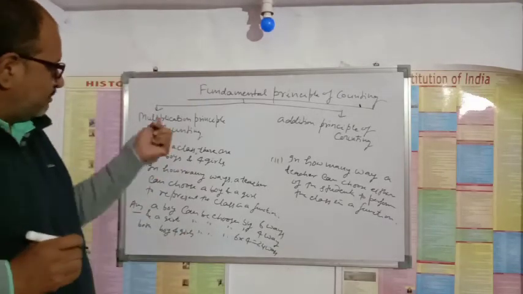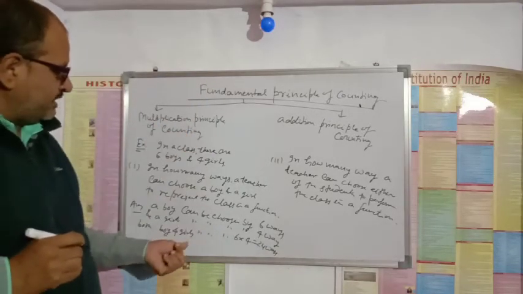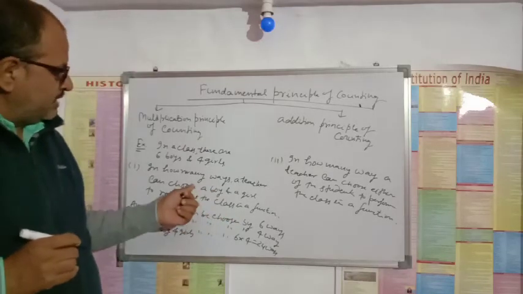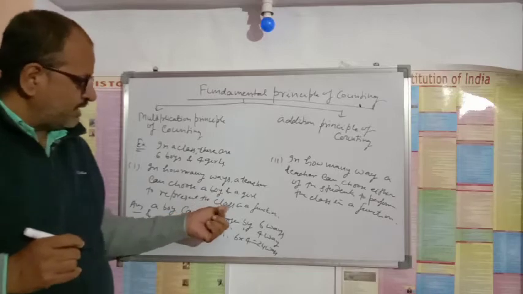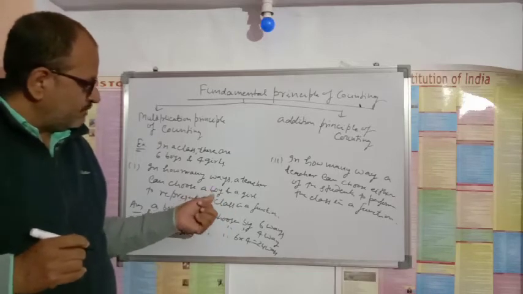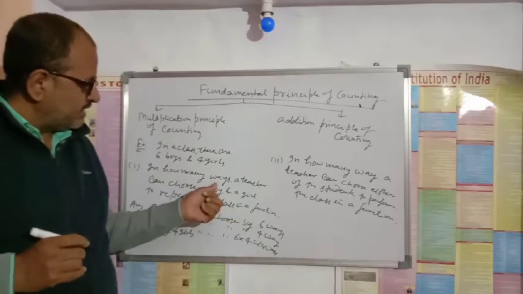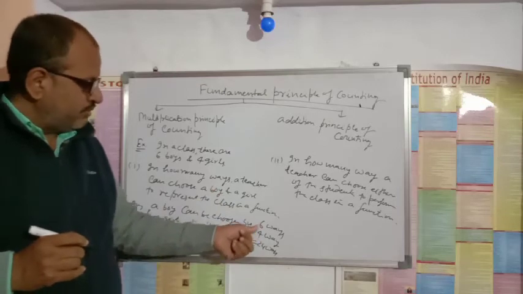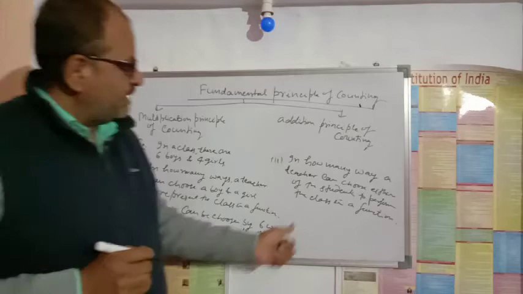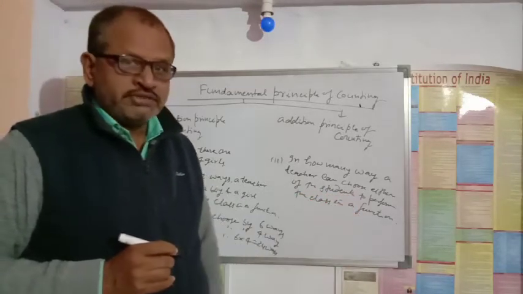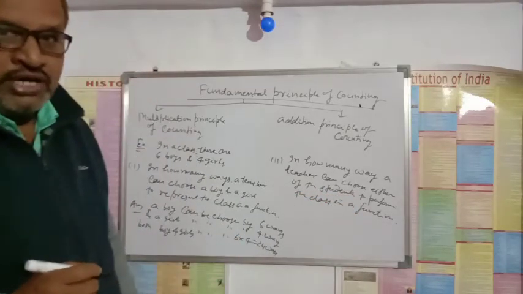Here we will use the multiplication principle of counting because both we have to select. Teacher will select both a boy and a girl to perform the class in a function. So boy can be selected in 6 ways, girl can be selected in 4 ways, both can be selected by 6 into 4, 24 ways. But here either of the students means either one boy or one girl.